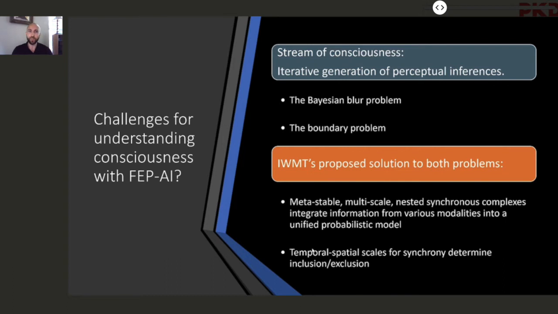These synchronous complexes, because they have particular temporal and spatial scales over which they form, would help to filter or determine degrees of inclusion or exclusion with respect to the generative processes involved in creating conscious experience. The idea would be that if there's this window where a metastable synchronous complex is forming, then this could potentially help to generate a more precise joint posterior, or potentially a maximal a posteriori estimate thereof.